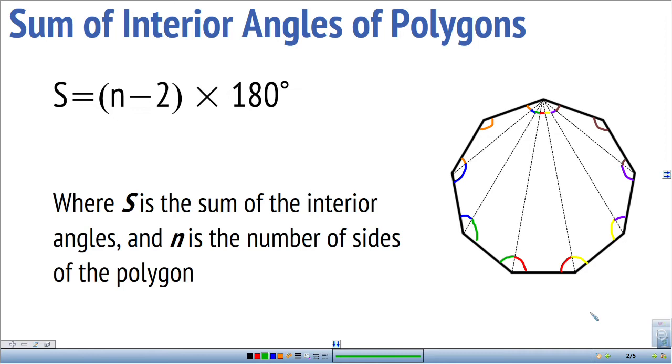Another way that we can look at it is using that formula there. S is equal to n minus 2 times 180. S is the sum of those interior angles, and n is the number of sides of that polygon. So if you know the number of sides of a polygon, you just take away 2 and then multiply by 180, and that will get you the sum of those interior angles.